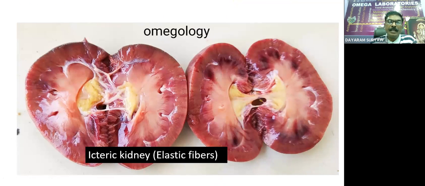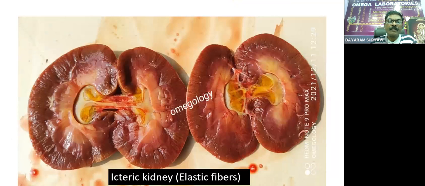Then the kidney also becomes icteric. Icteric kidney: elastic fibers are generally present near the hilus. They will become icteric or yellowish in color. Again, the same type of things can be observed over here.